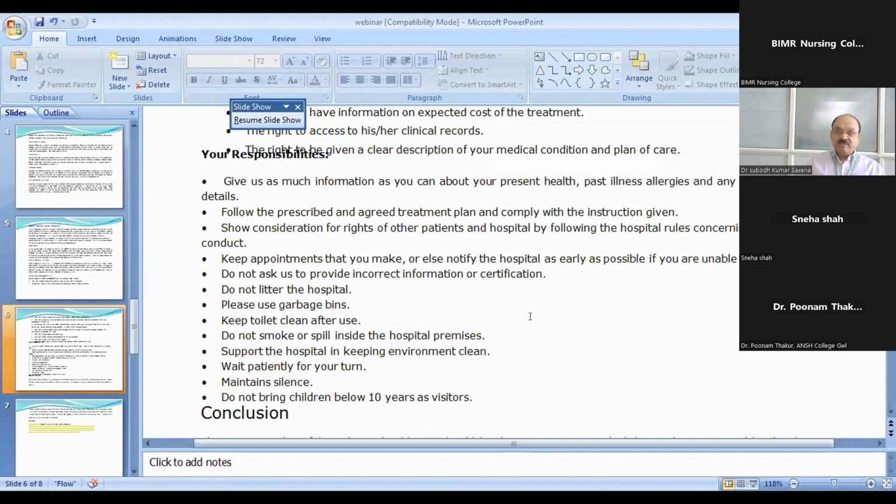and by us also. The first and most important: give as much information as you can about your present health, past health, illness, allergies, and other relevant details. Follow the prescribed and agreed treatment plan and comply with the instructions given. Show consideration for the rights of other patients and the hospital by following the hospital rules concerning patient conduct.